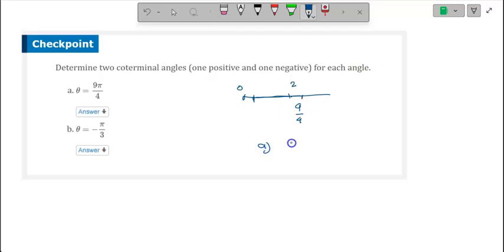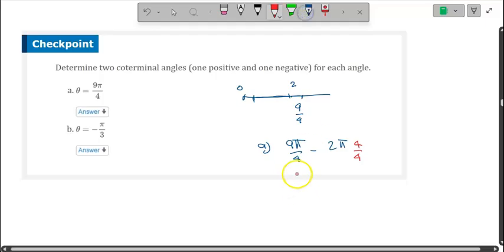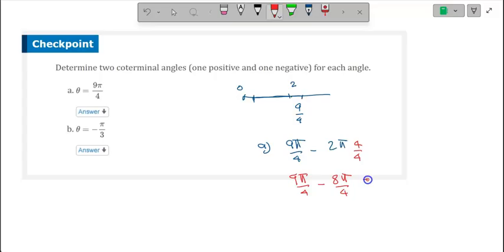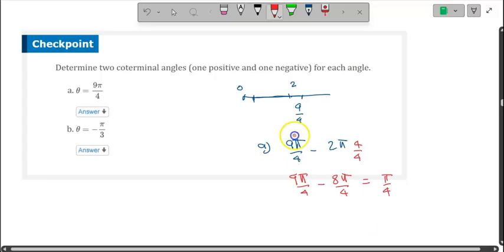A is going to be 9 pi over 4 minus 2 pi, and then get the same denominator, 4 and 4. This will turn into 9 pi over 4 minus 8 pi over 4, and this is pi over 4. So the coterminal angle, let's call it theta bar, maybe. And that's going to be pi over 4.